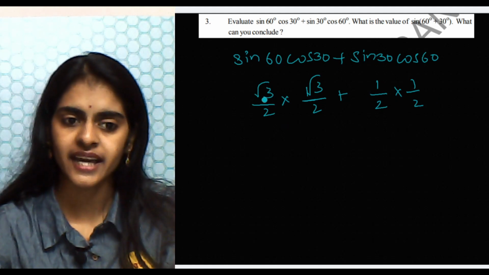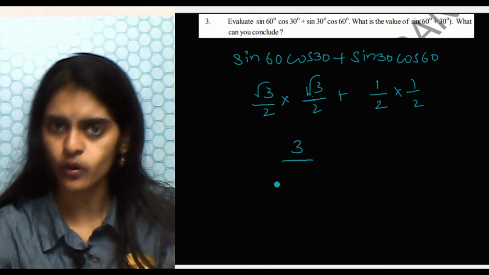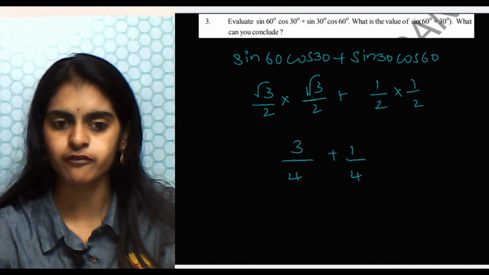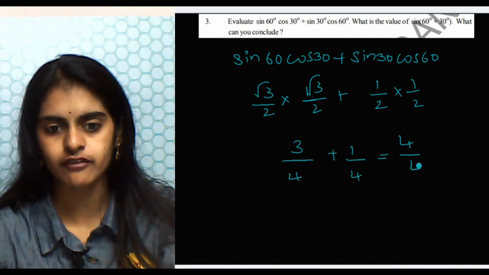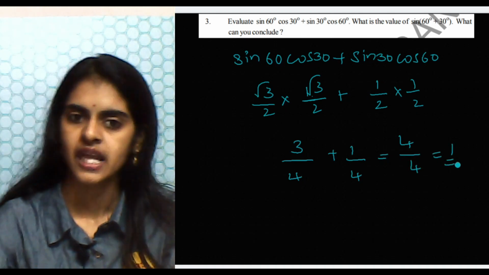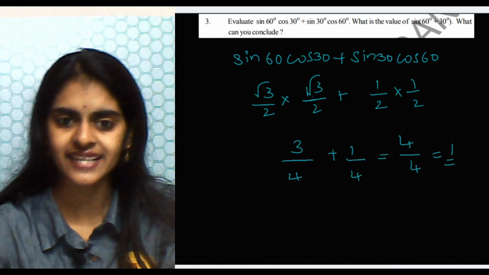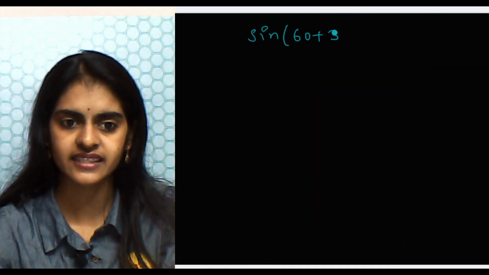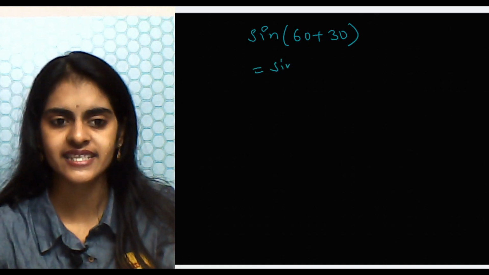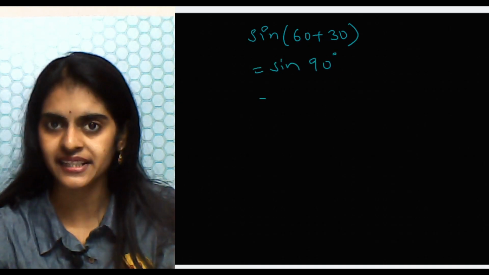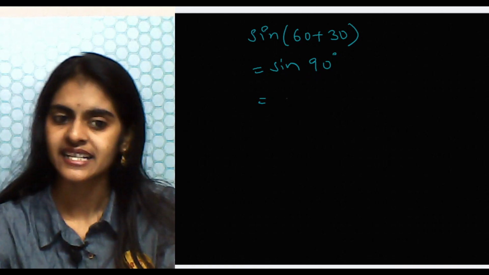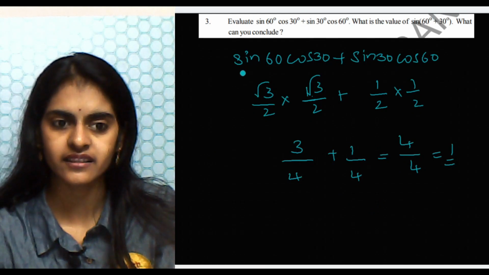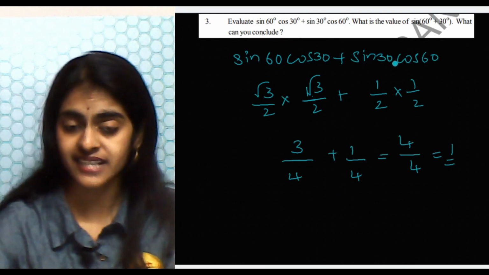Right? So multiplying root 3 by root 3 gives me 3. So 2 2s are 4, plus 1 1s are 1, divided by 4. So it is 4 by 4. The answer is 1. Right, now let us take this value, sine of 60 plus 30 degrees. What is 60 plus 30? It is nothing but 90. So what is sine 90? Sine 90 is 1.